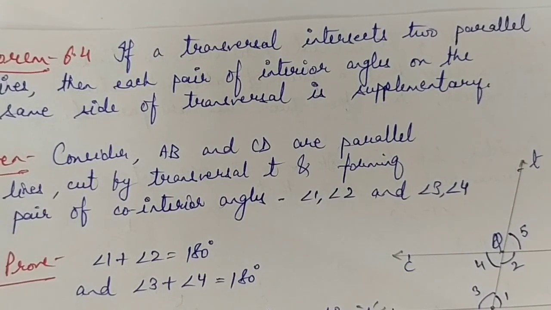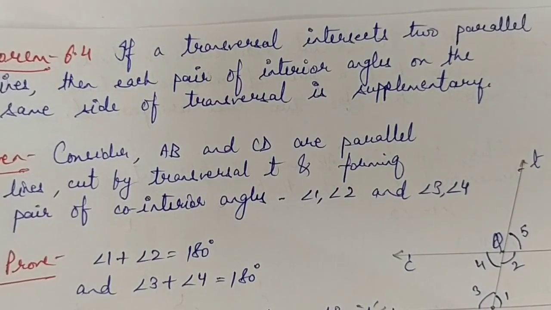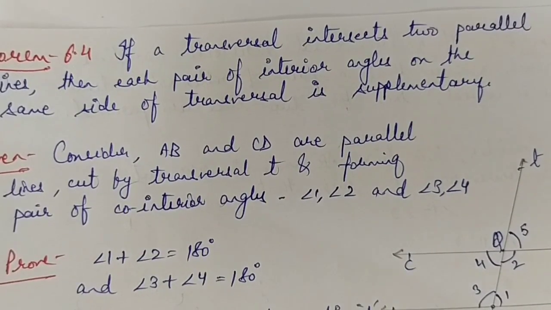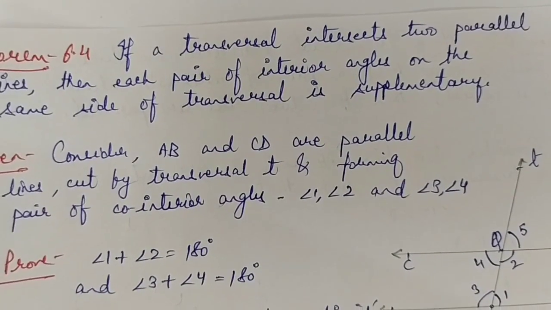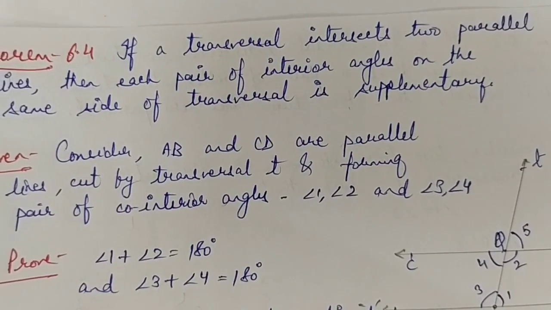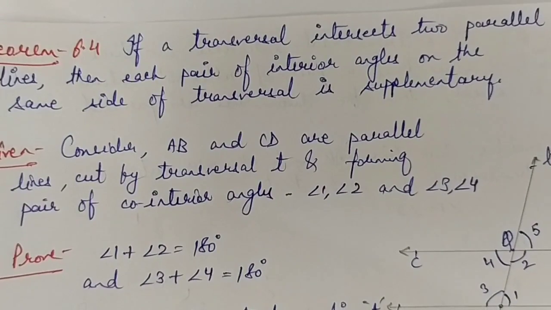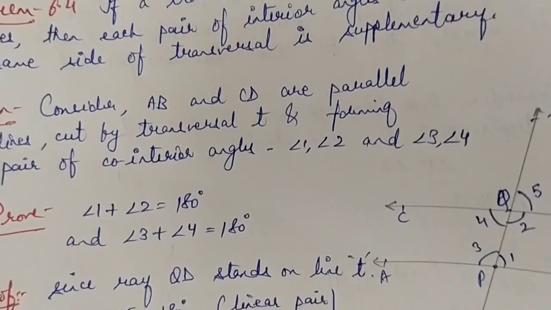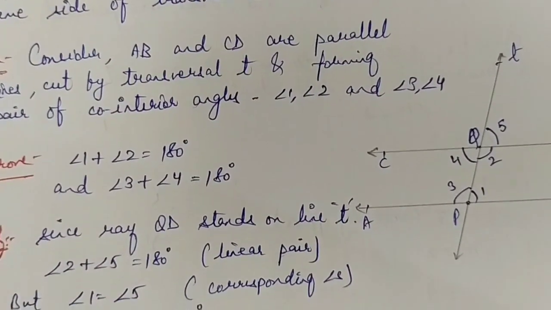Okay, so the co-interior angles that are formed, that is the angles on the same side of transversal, is supplementary. Supplementary, it means that the sum of both the angles will be 180 degree. Okay, supplementary means the sum of both the angles will be 180 degree. So we have to prove that. Now given, consider AB and CD are two parallel lines. This theorem also has simple proof.